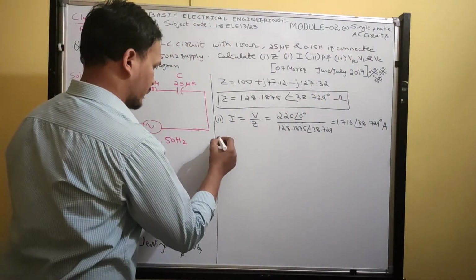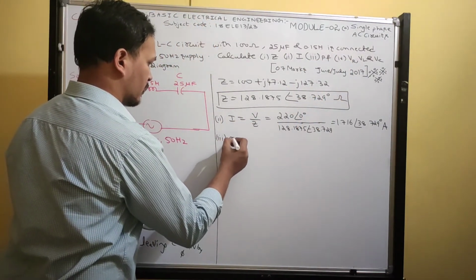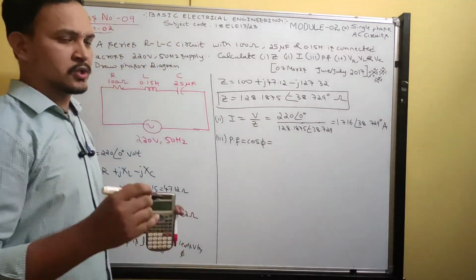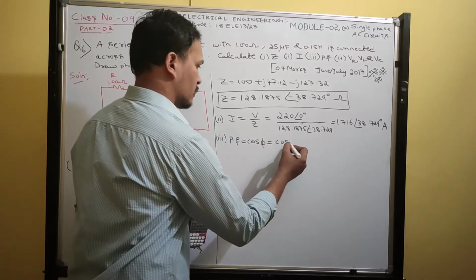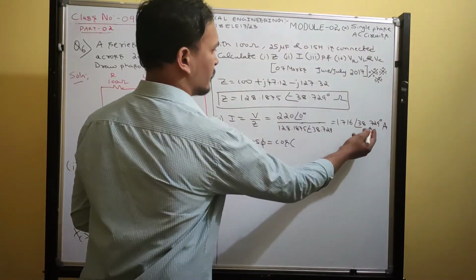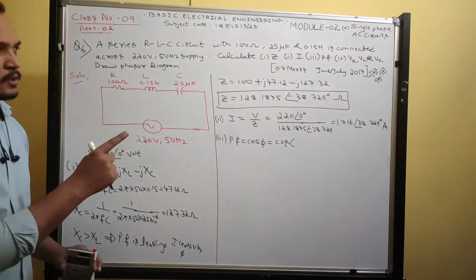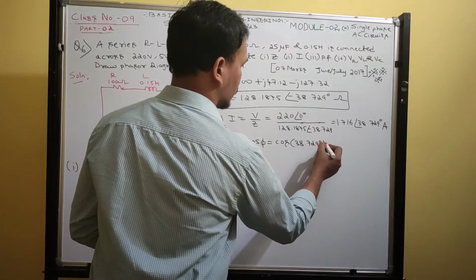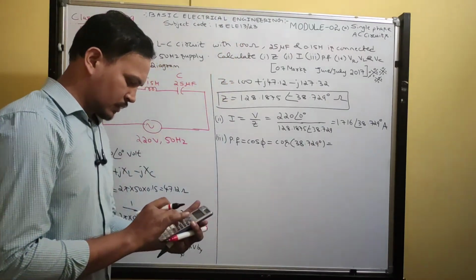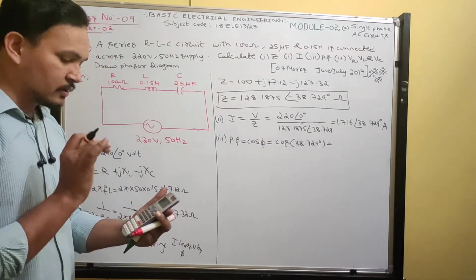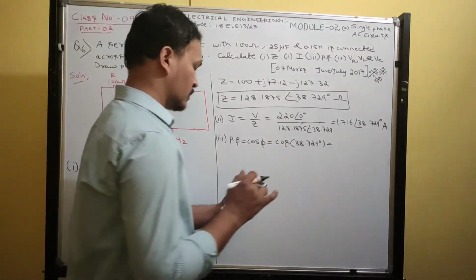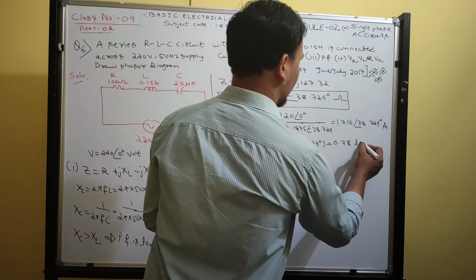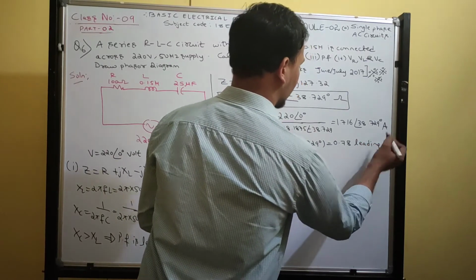Next is power factor. What is power factor? Cos phi. What is the angle phi? It is the angle between voltage and current. So that is 38.729 degrees. So cos 38.729, how much will you get? 0.78. What should you write? Leading. Okay, you should write leading.